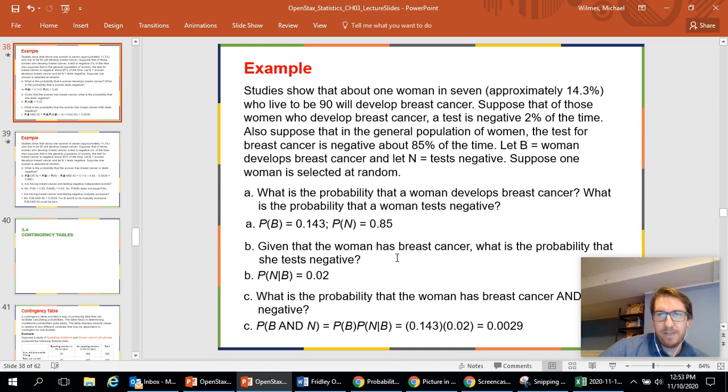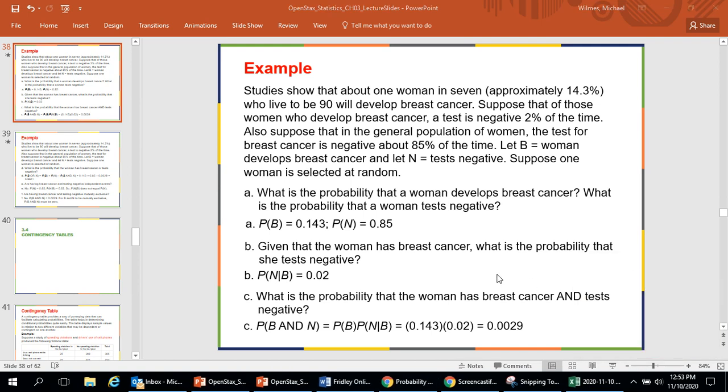Given that the woman has breast cancer, what's the probability she tests negative? And so that's asking us for this. Just looking at the breast cancer people, what's the probability they get a negative test? They get a negative test 0.02, that's 2%.